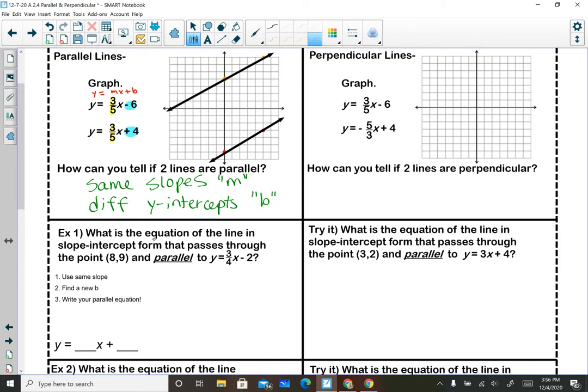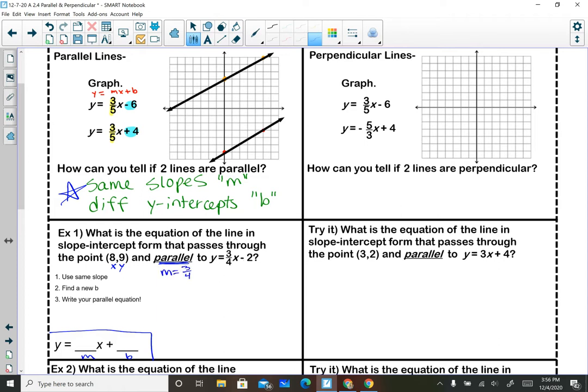It says, what is the equation of the line in slope-intercept form? So remember, I need to write an equation, y equals mx plus b. I need to find an m and a b in order to complete this question. The equation has to pass through the point 8, 9, so you have an x and a y, and it has to be parallel. What does parallel mean again? Well, we just said it right up here. They have to have the same slopes. So what is the slope of this equation?